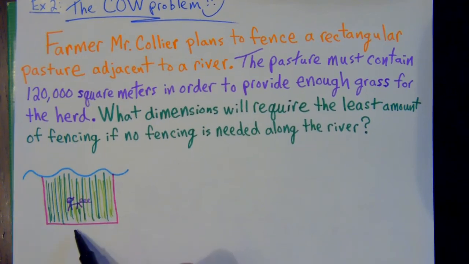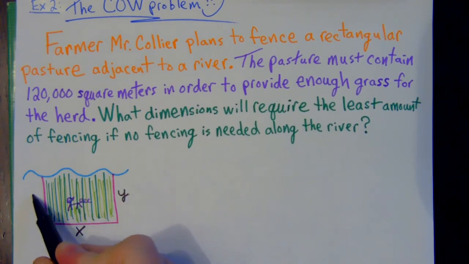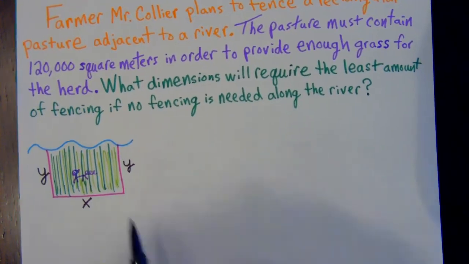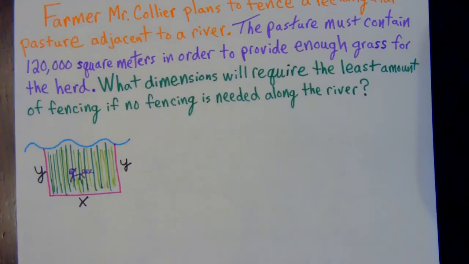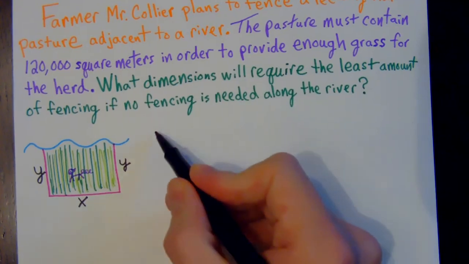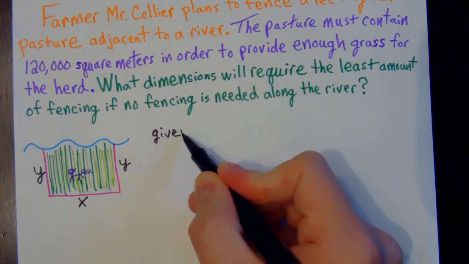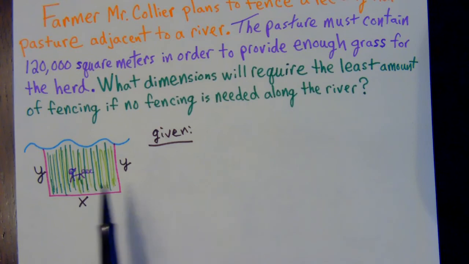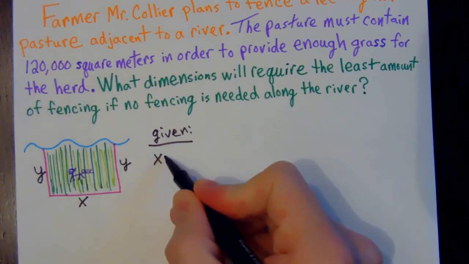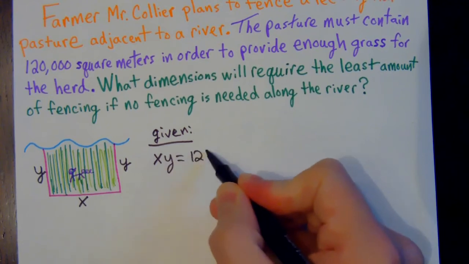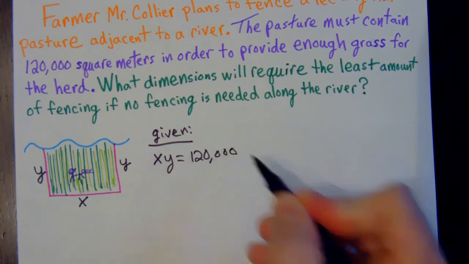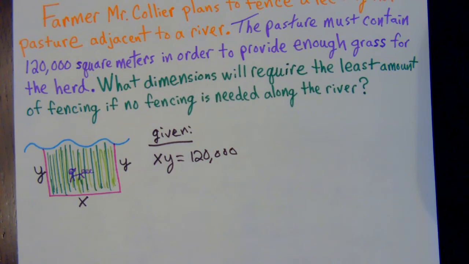We don't know the dimensions of the fencing, so I'm going to call this X and these Y. Usually if it's horizontal, I'll use X, and if it's a vertical variable, I'll use Y. Here's what we're given. We are told that the pasture must contain that many square meters. That's an area. So if I multiply X times Y, that's 120,000 square meters. That's our secondary equation.